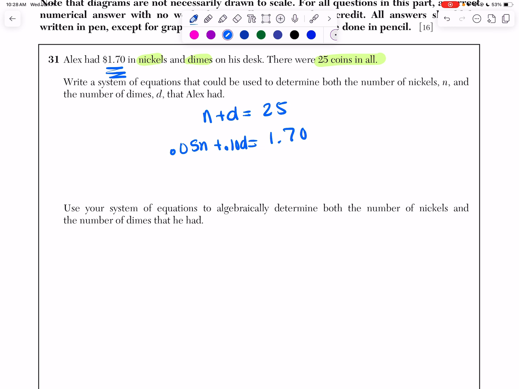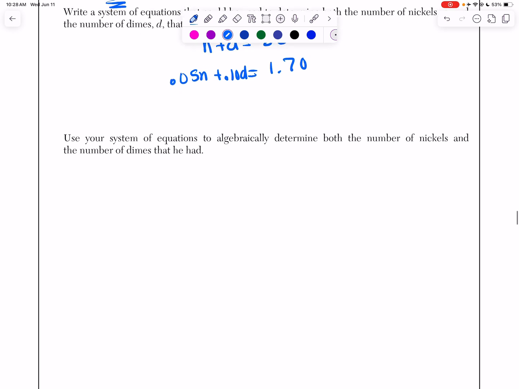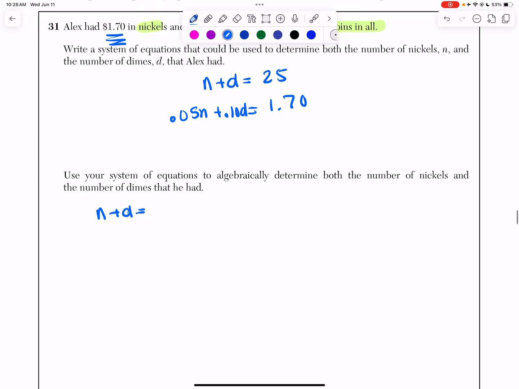Now, part B says, use your system of equations to determine algebraically both the number of nickels and the number of dimes that he had. So I can rewrite my system: N plus D equals 25, and 0.05 N plus 0.10 D equals 1.70. Now, you can do elimination or substitution for this. I'm going to do substitution.